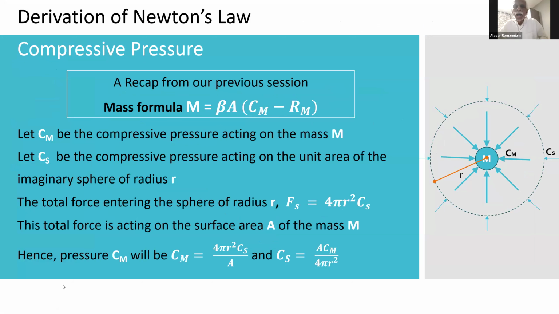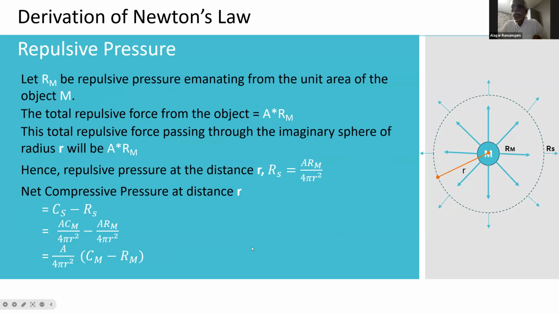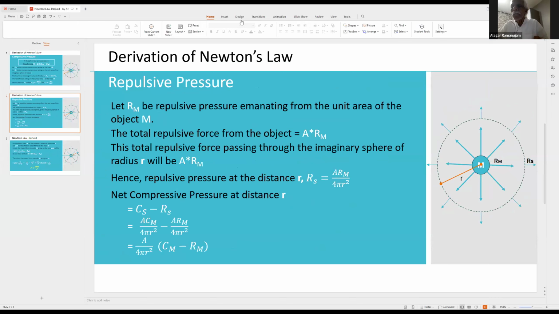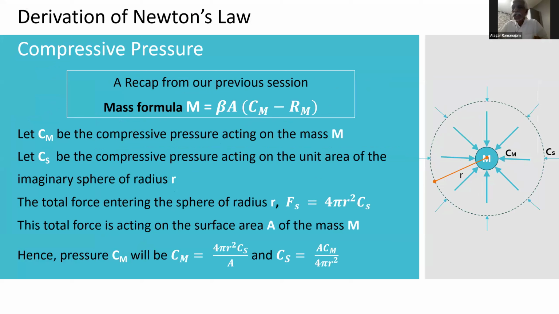Friends, last class we saw the derivation of the mass formula for an object. If m is the mass, m equals beta times a into c minus r. That is the mass formula for an object.